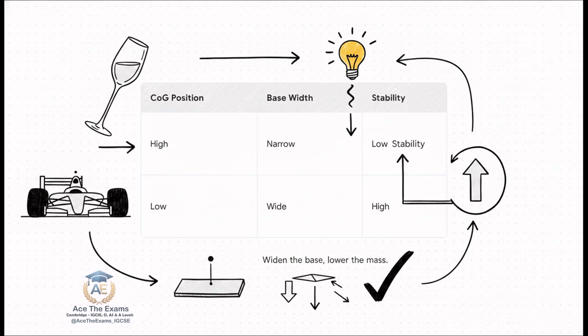This table right here is your ultimate quick mental heuristic for exam problem solving. When you see a question asking how to modify a design to make it safer or more stable, your brain should immediately flash to this exact table. Widen the base. Lower the mass. It's that simple.